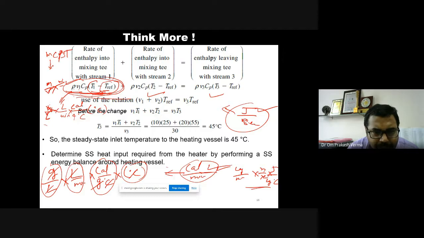Why is the reference temperature given? Why is the T reference given? Anyone? T1 minus T reference, T2 minus T reference, T3 minus T reference. For all, this equation has been written. Anyone?